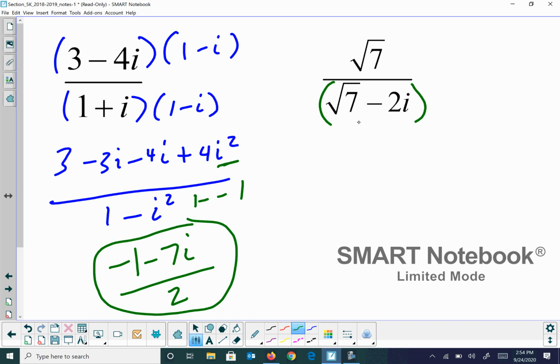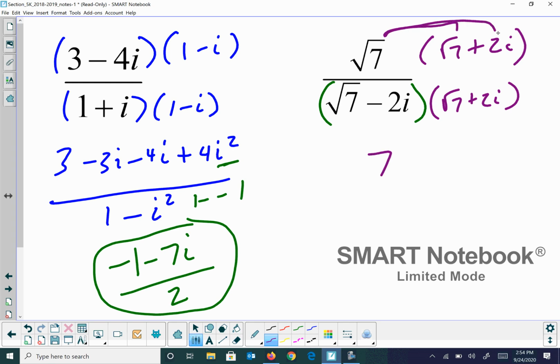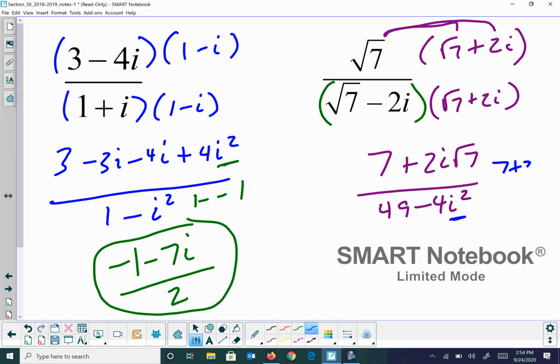And then this one, we only have a conjugate at the bottom to deal with. And we have the radical down there. 7 plus 2i root 7. So on top, root 7 times root 7 is root 49, so that's 7 plus 2i root 7. On bottom, that's going to give me 49. The outside and inside cancel each other out. Minus 4i squared. Wherever I have an i squared, I'm putting a negative 1 in. So I'm going to wind up with 7 plus 2i root 7 all over 53.